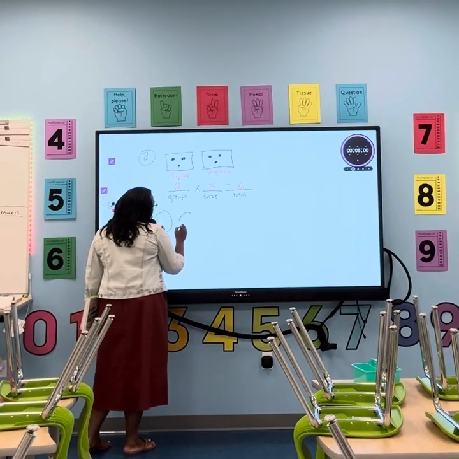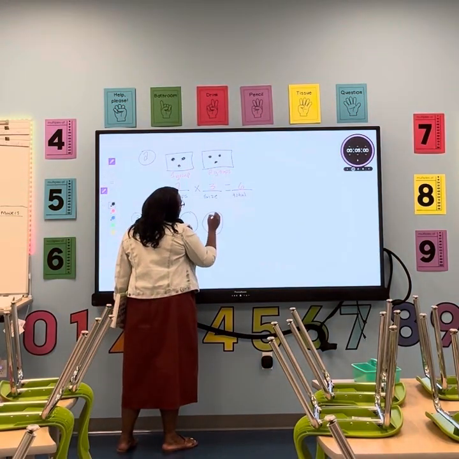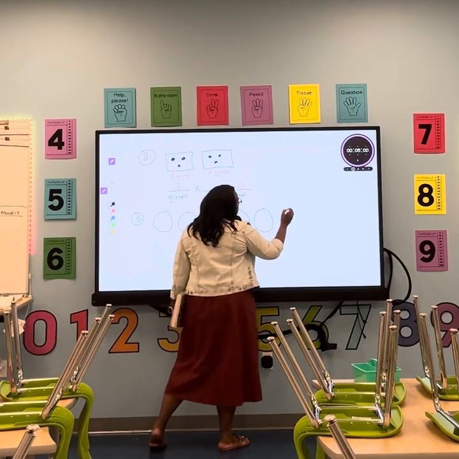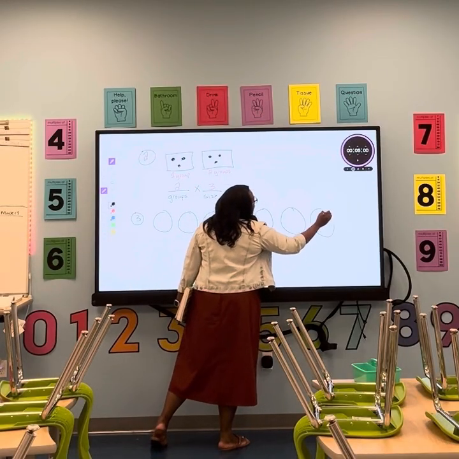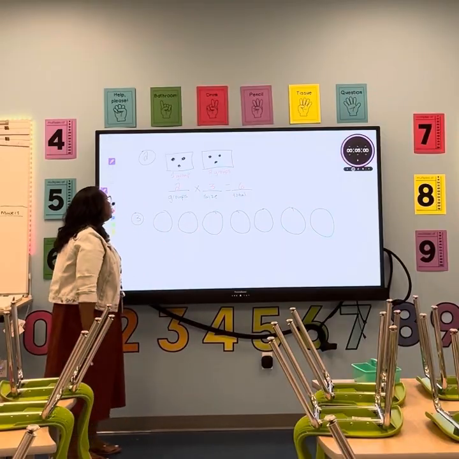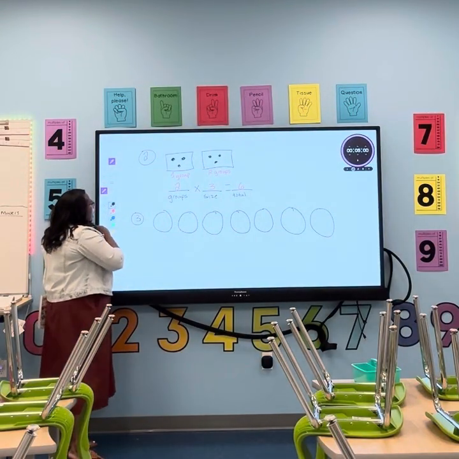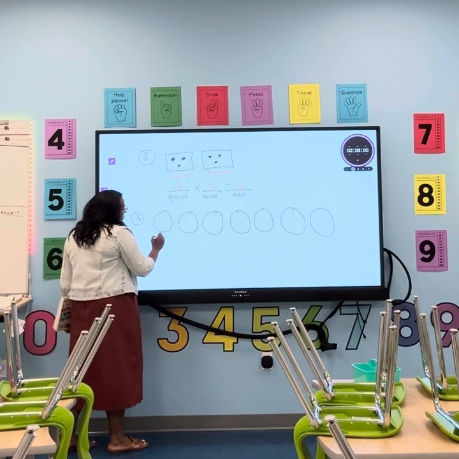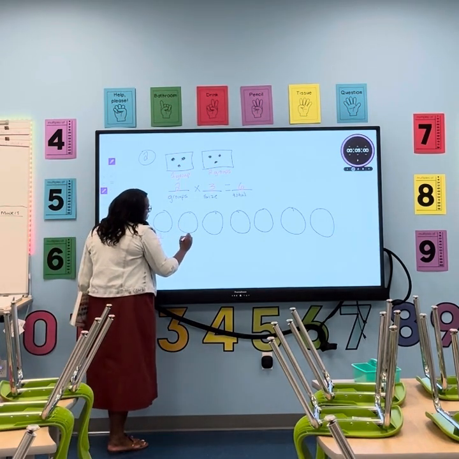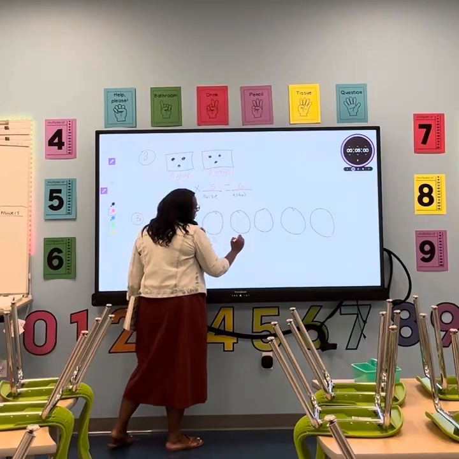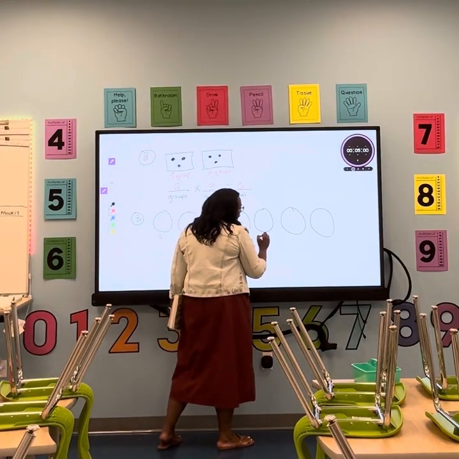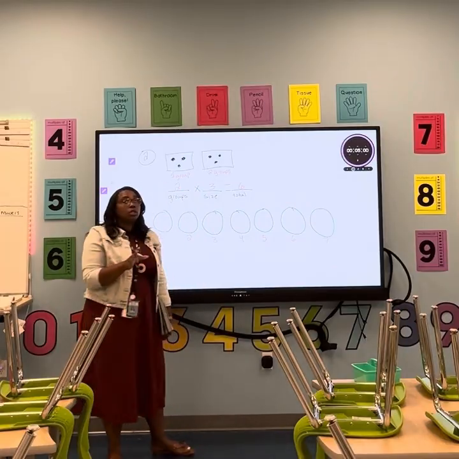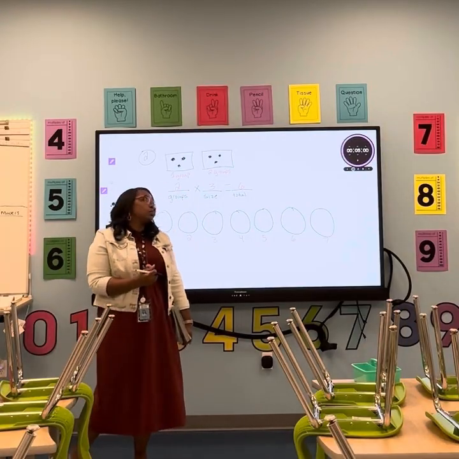1, 2, 3, 4, 5, 6, 7. That's my 7 cookies. Okay? Now, if you want, you can go in and you can label them. This will be 1, 2, 3, 4, 5, 6, 7. That's just a double check to make sure you did all the groups.